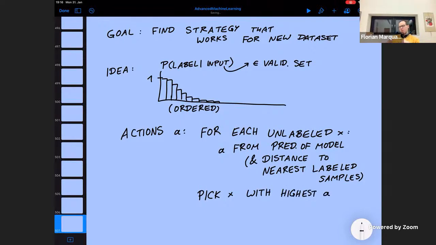Okay, so you then have an agent that is fairly general, that tries to figure out how well it is doing and tries to calculate from the predictions of the model for each possible sample, something like an action score, and then pick the X with the highest score.